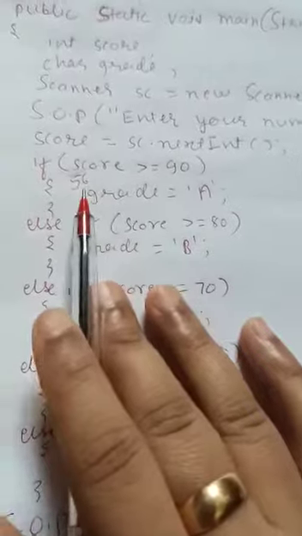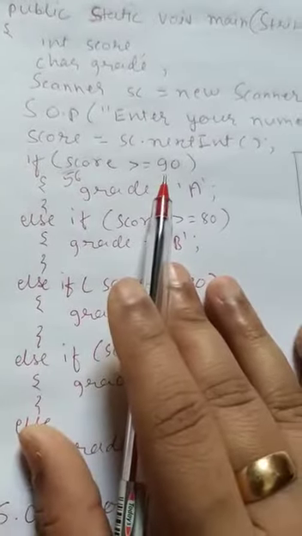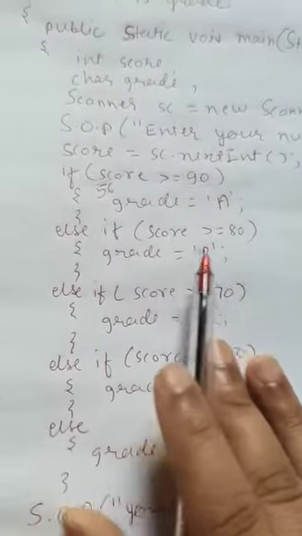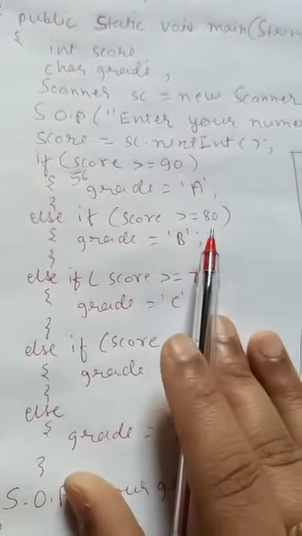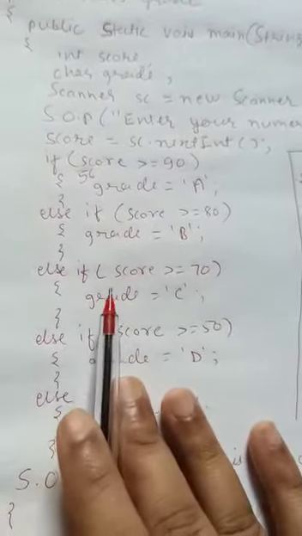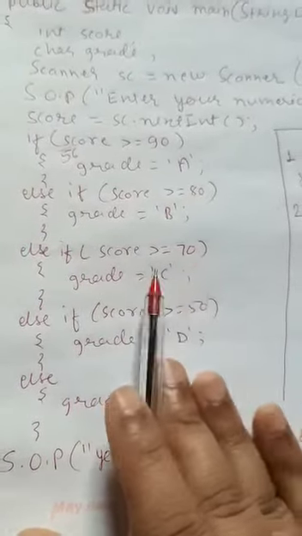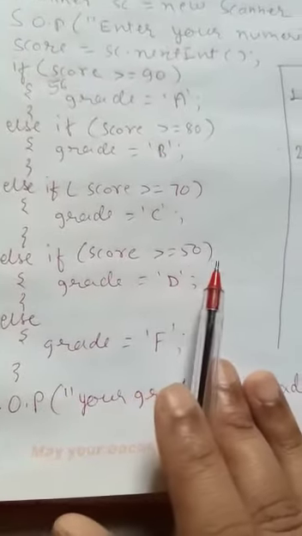So let's check. Is 56 greater than or equal to 90? No. So we will move to the next block. Now here we will check, is 56 greater than or equal to 80? No. So we will move to the next block. Now here, is 56 greater than or equal to 70? Again no. So we will move to this block. Now here, is 56 greater than or equal to 50?